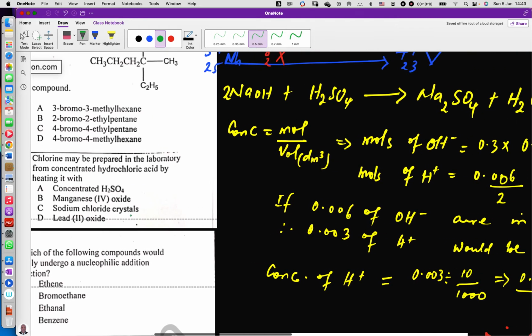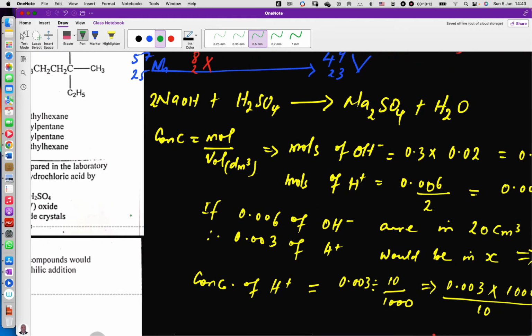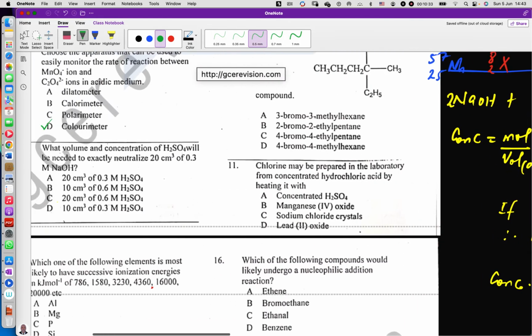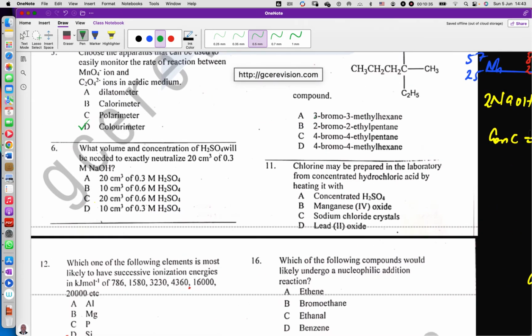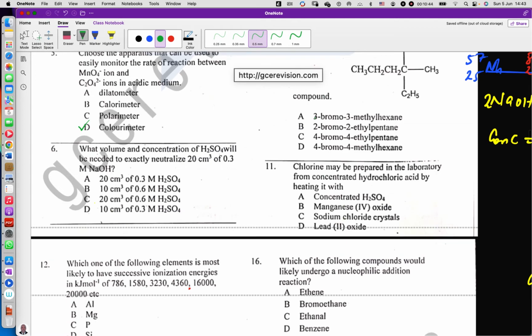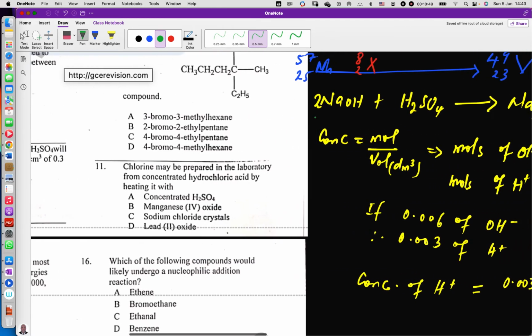The first thing when you have a titration calculation like this is to write a balanced chemical equation. So we have sodium hydroxide and sulfuric acid to give sodium sulfate and water. We have been given the volume for sodium hydroxide, and we have also been given the concentration for sodium hydroxide.